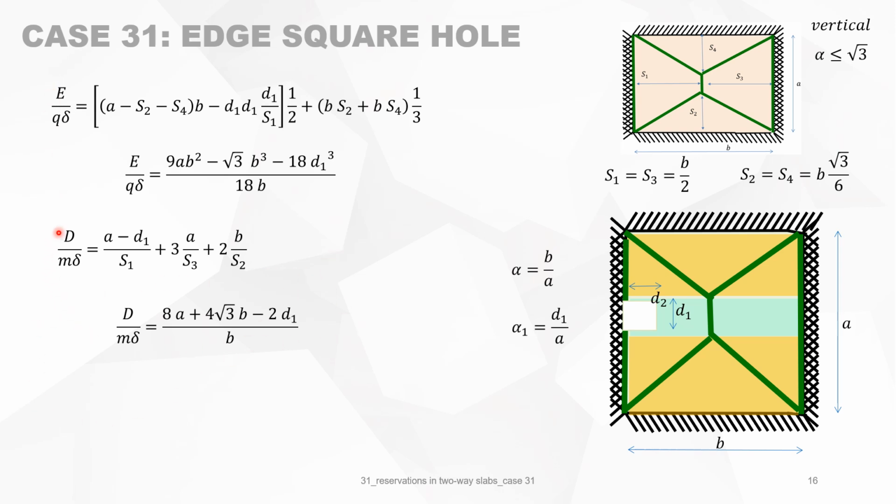D is equal to E, so we can find M, and at the same time we work with dimensionless parameters. So the maximum bending moment for the vertical system is then equal to this expression. Then this formulation is independent of D3.